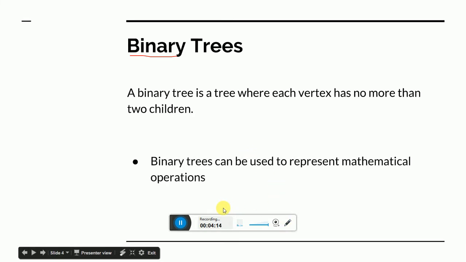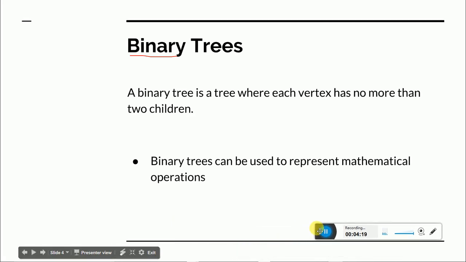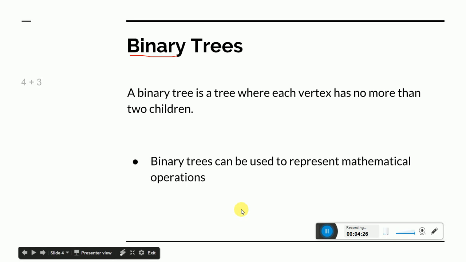Binary trees can be used to represent mathematical operations. So while binary trees are used in other areas such as decision trees and probabilities and things like that, I want to specifically talk about how it's used to represent mathematical operations. So for example, if I say 4 plus 3, what we're going to do is we're going to create a tree, and this particular tree will have the operator as the root. So we would look at having a plus at the root, and then the 4 and the 3 would be the children. So we're saying 4 plus 3. All right, that's how we would read that. All right, so that's a binary tree.